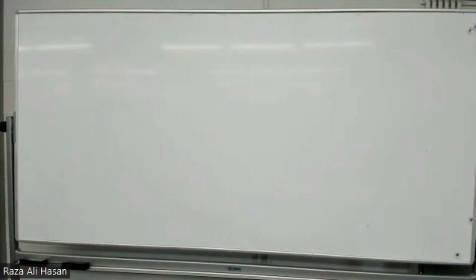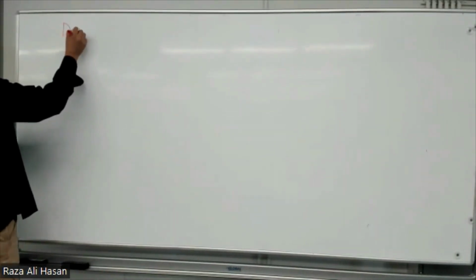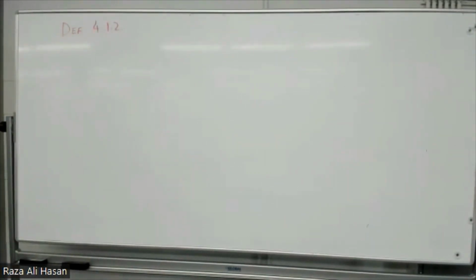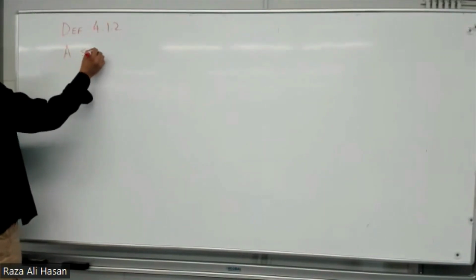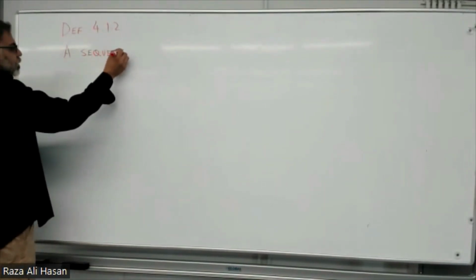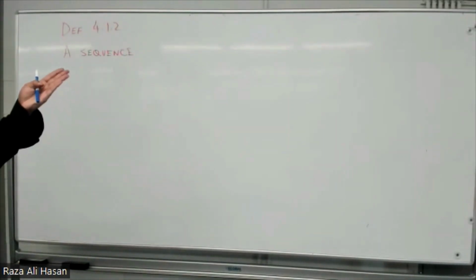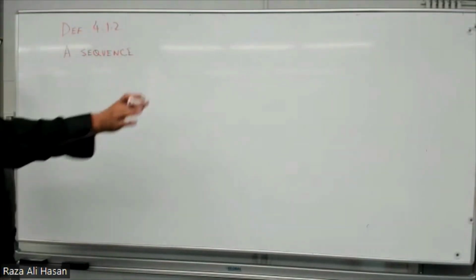So we're doing definition 4.1.2. The first definition that we wrote was a definition of what a sequence is. It said that a sequence is a function whose domain is the set N, the set of natural numbers. And that's all it was. And then I just blew it up.